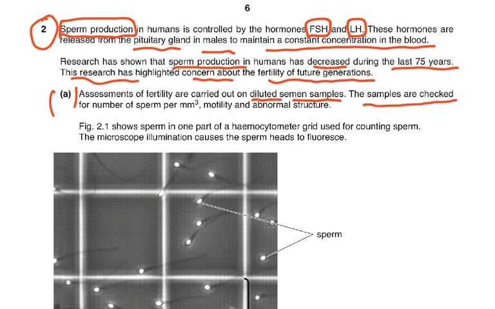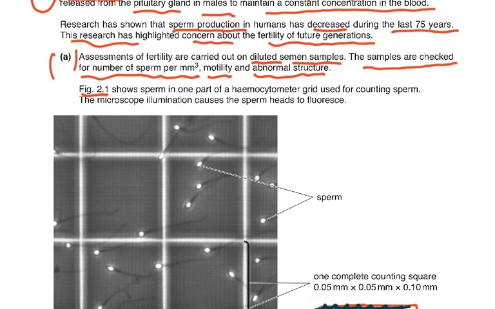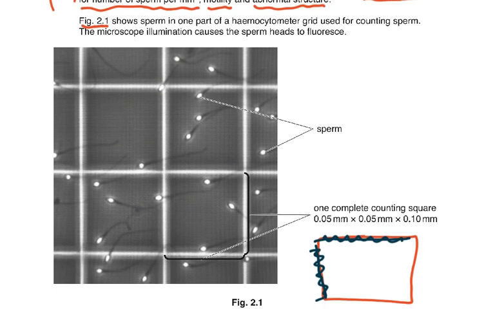The samples are checked for number of sperms per millimeter cube, motility (are they motile or not motile), and any abnormal structure. Do they have the flagellum or the tail? Do they have a head, or some have half the head, or something missing? So, abnormal structure. Figure 2.1 shows sperms in one part of a hemocytometer grid used for counting sperm.